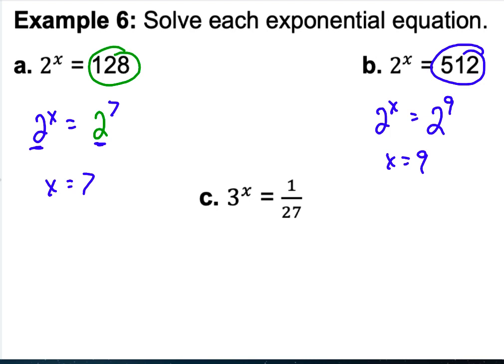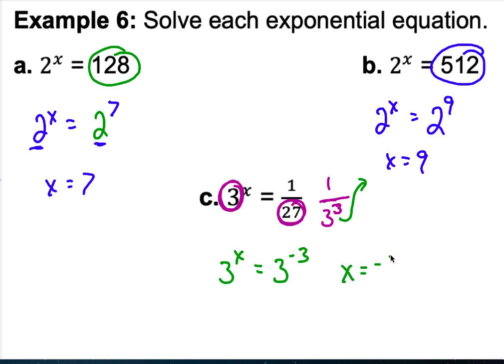Here, we're going to have to do a little bit of both. We know we have a base of 3, so let's rewrite 27 as 3 to some power. That's going to give me 3 to the 3rd power, but it's in the denominator, so in order to move it up out of the denominator to the numerator, it's going to switch to a negative 3. So 3 to the x power is equal to 3 to the negative 3rd power, so x is equal to negative 3. Basically, we get it to where we can ignore the bases and simply look at our exponents.